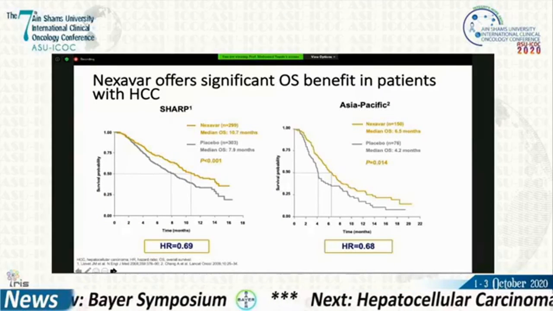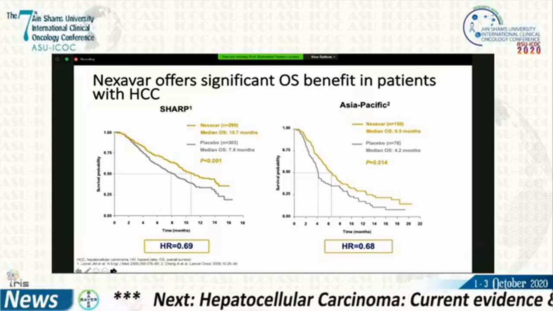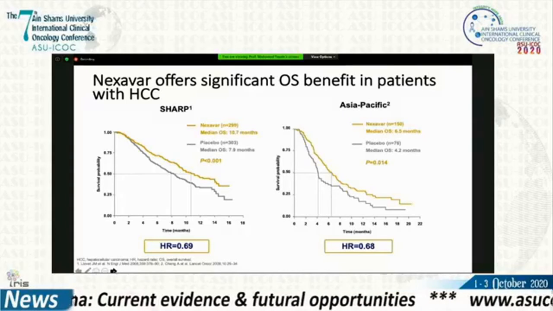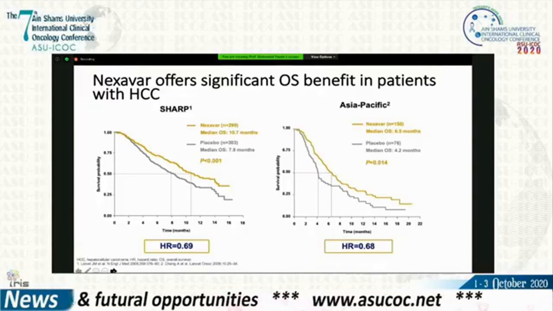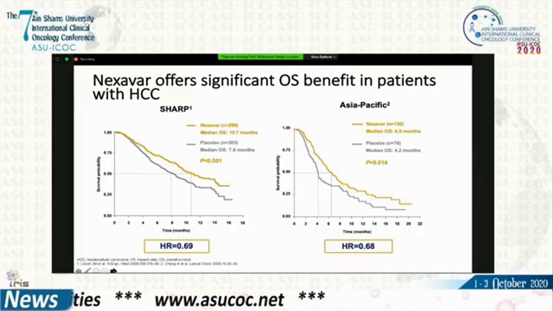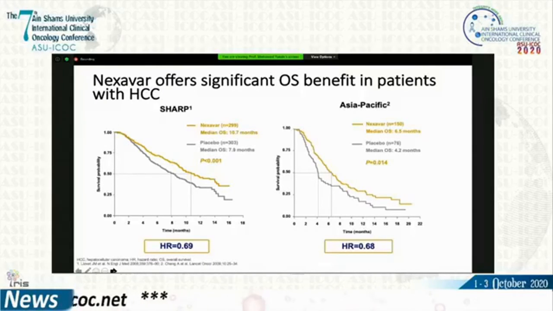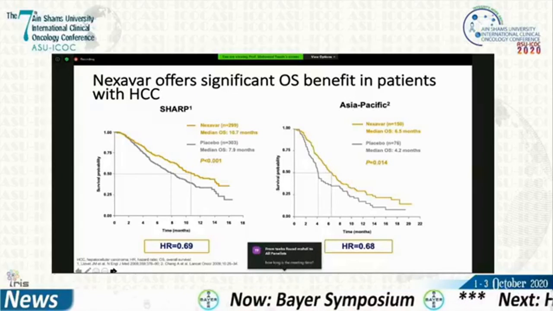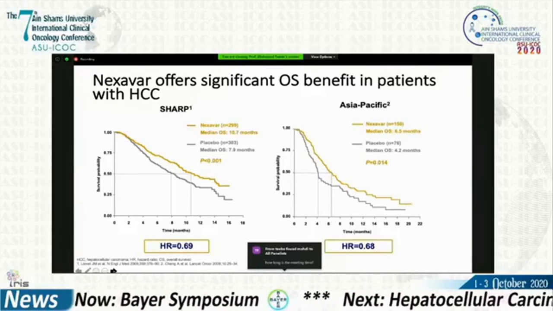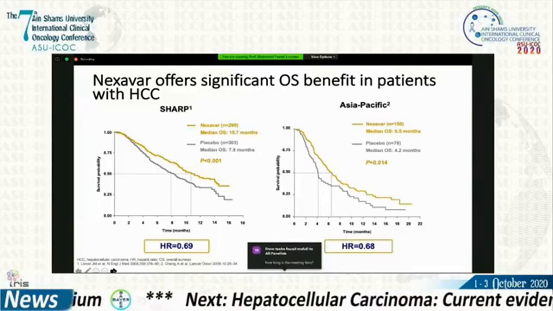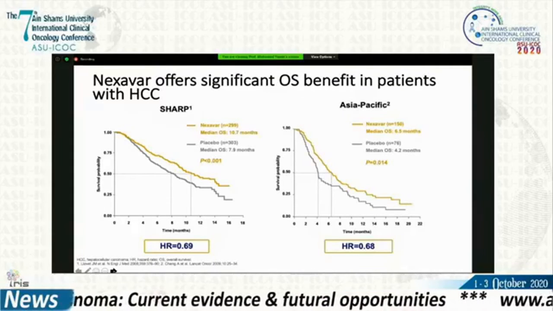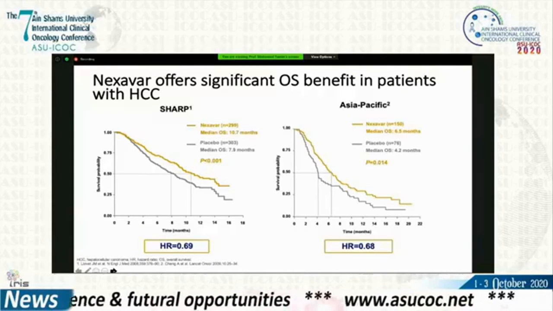Based on the SHARP trial in 2007, Nexavar was the only systemic therapy approved for over 10 years. In the SHARP trial, the median overall survival was 10.7 months, and median overall survival for placebo was 7.9. In the following Asia-Pacific trial, median overall survival was 6.5 months versus 4.2 for placebo. And remember, the median overall survival in the Asia-Pacific trial was less than the SHARP trial, because in the Asia-Pacific trial, Asian patients, more patients with hepatitis B were included. And as we all know, the best response with Nexavar or sorafenib is in hepatitis C patients.